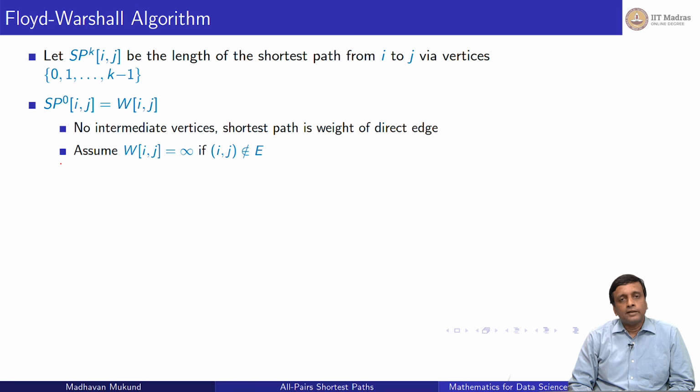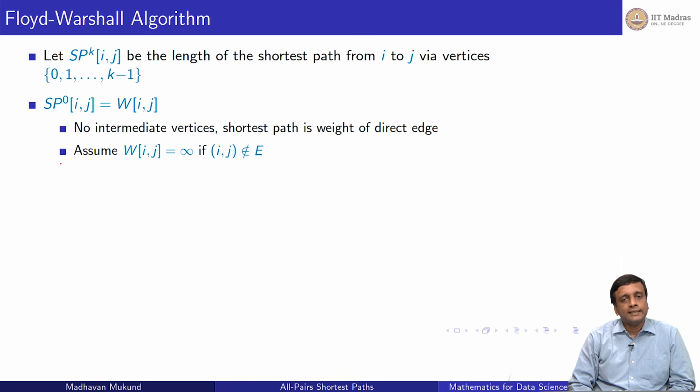So we will use a similar notation. Let's call SP for shortest path. So shortest path with superscript k between i and j is the length of the shortest path provided I stay within vertices 0 to k minus 1 when going from i to j. Right? So that's what this means.